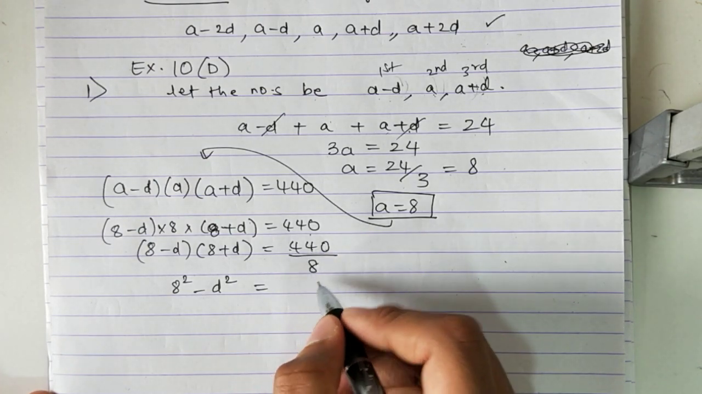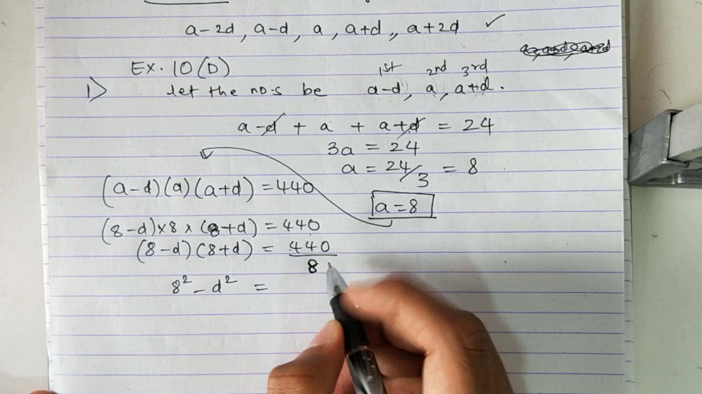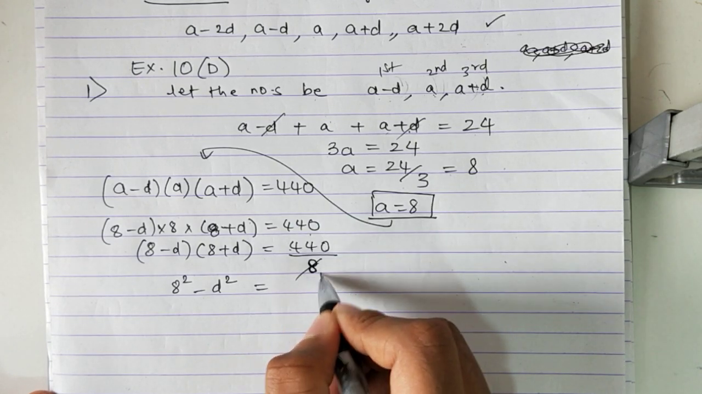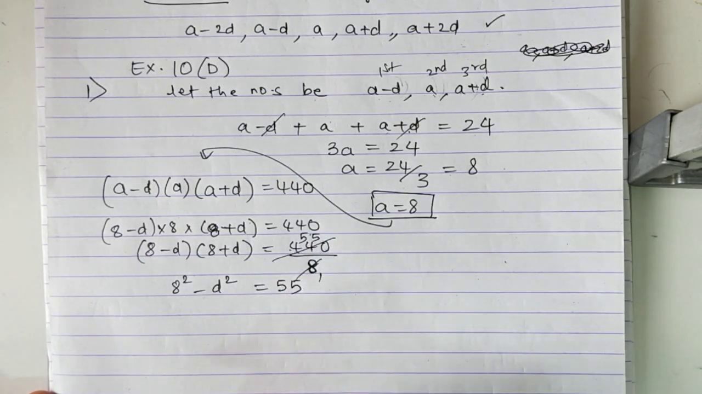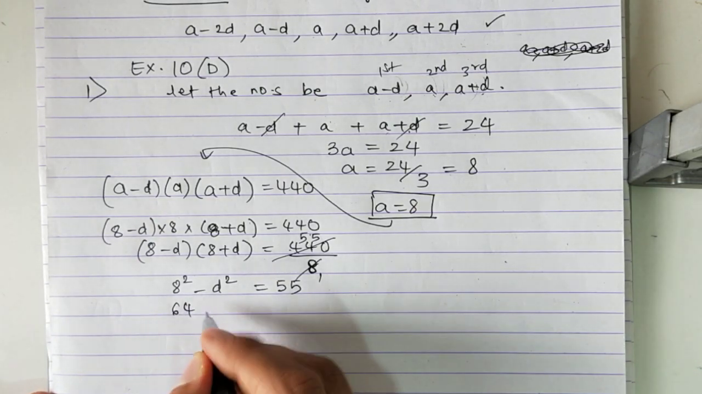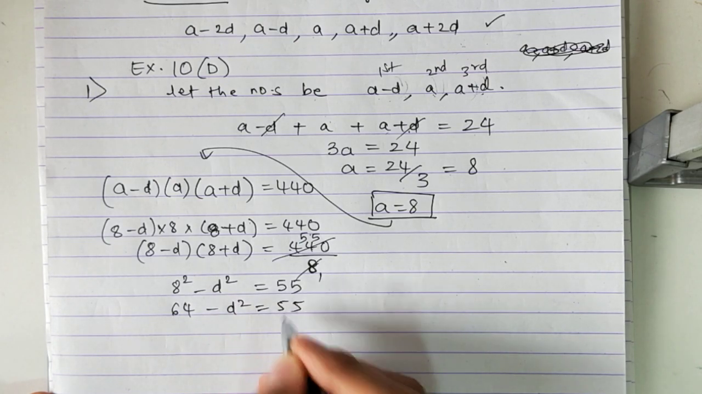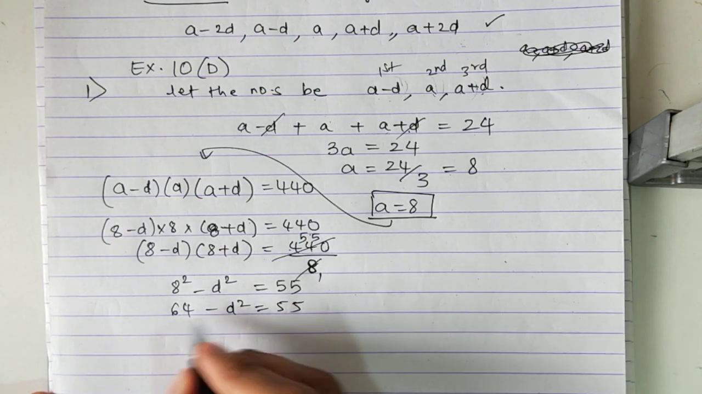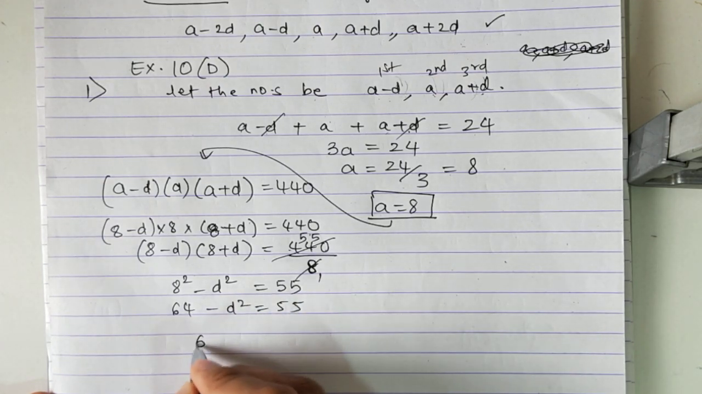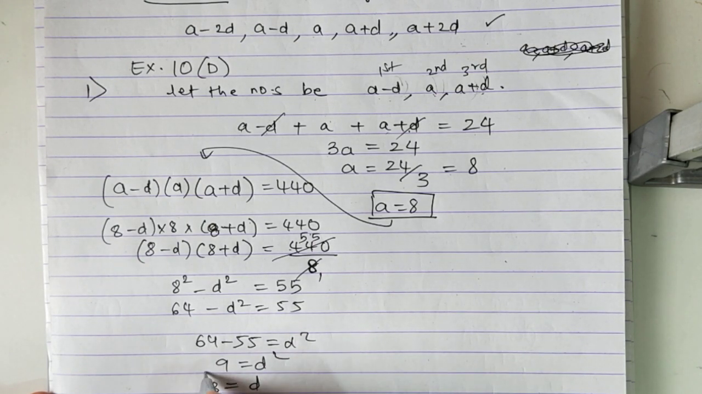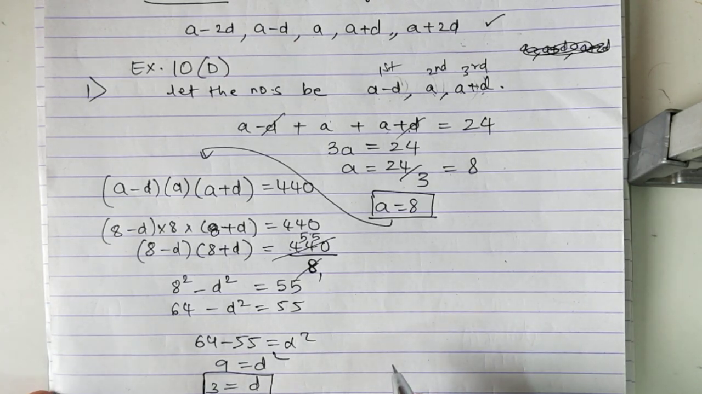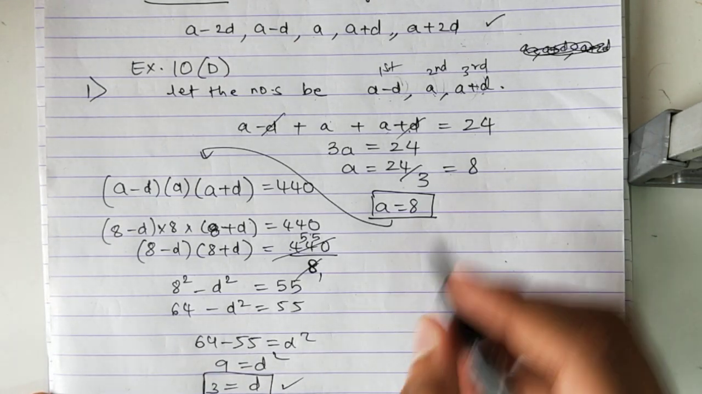What is 440 upon 8? 8 fives are 40, so it is 55. Now 8 square is 64 minus d square is 55. Now this minus d square will come here and 55 will come here. 64 minus 55 is 9, so d is 3. Correct.